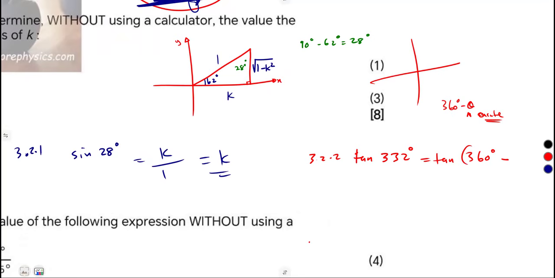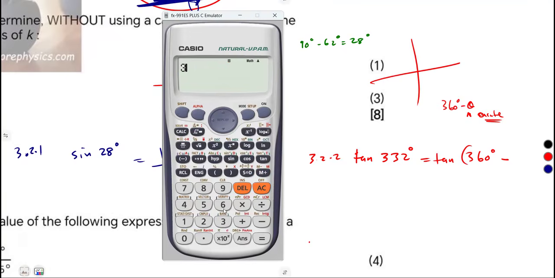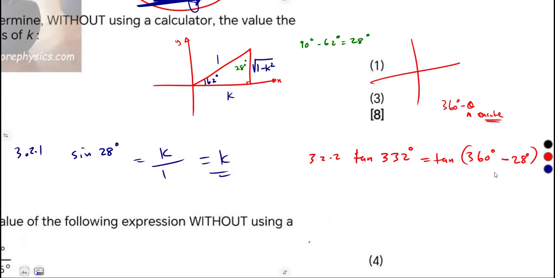So to find that angle, simply use 360 minus 332 degrees, which is 28. So it is the same as 360 minus 28. Where tan in this quadrant is negative. It is the quadrant for cos, so tan and sine are negative. So it can be reduced into a negative tan of the acute angle. Negative tan theta. Negative tan 28 degrees.